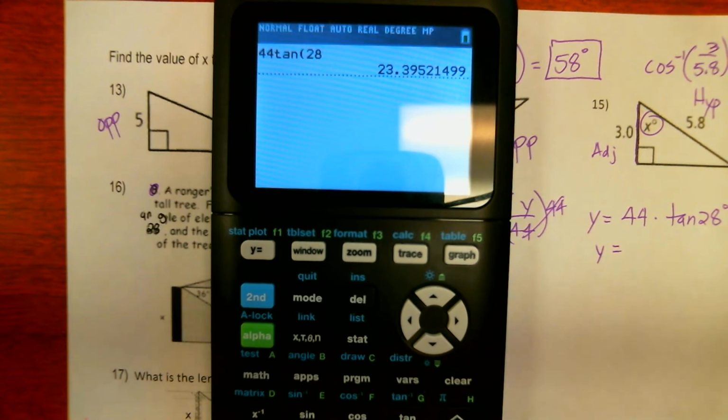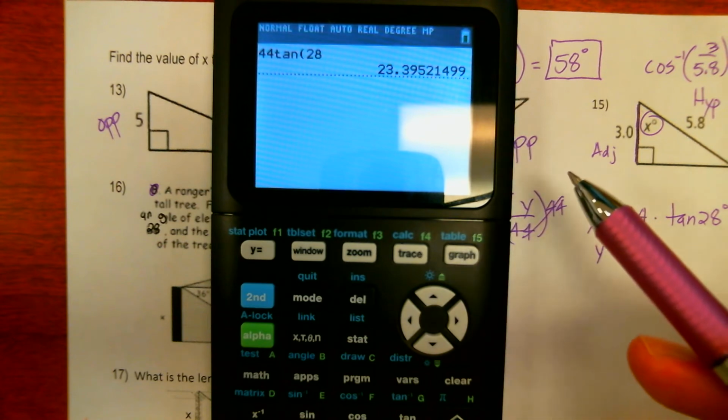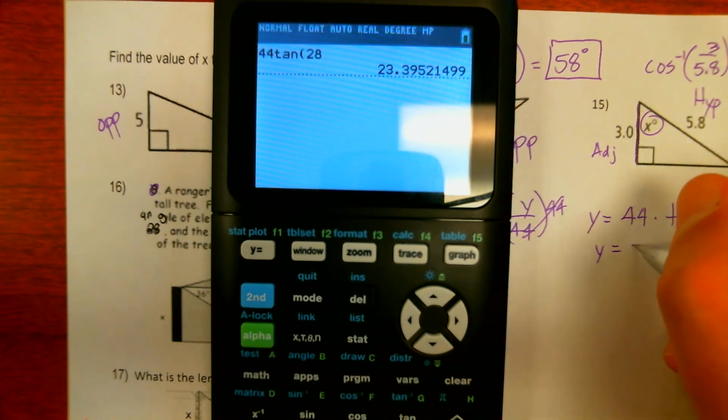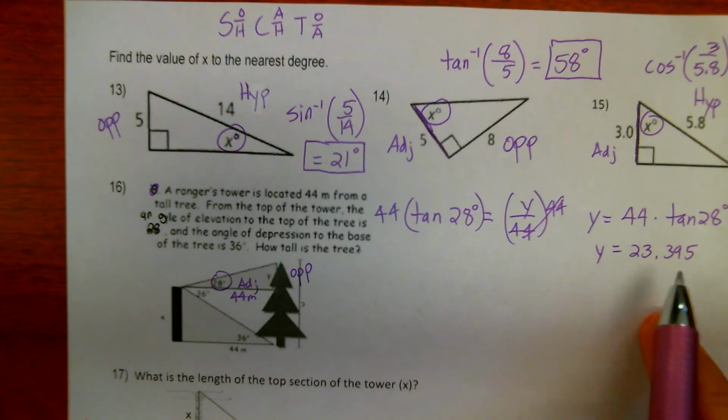Now here, don't round early, guys. Anytime you're doing a problem in math where you solve something and then you have to go over to somewhere else to solve something else, you don't want to round early, because then your final answer won't be as precise and accurate. So here, I'm going to leave it as 3 decimal places, 23.395. Okay, and I'll come back to that.